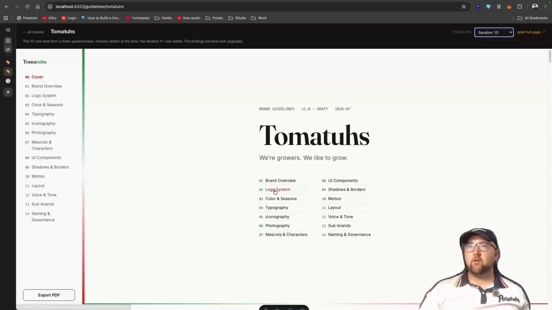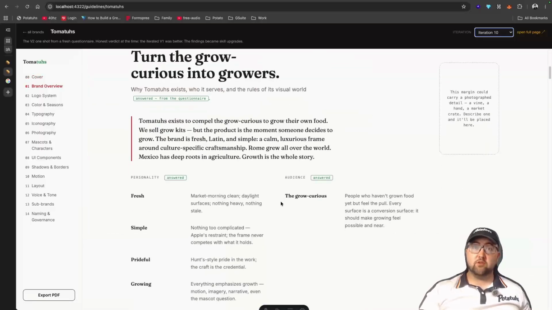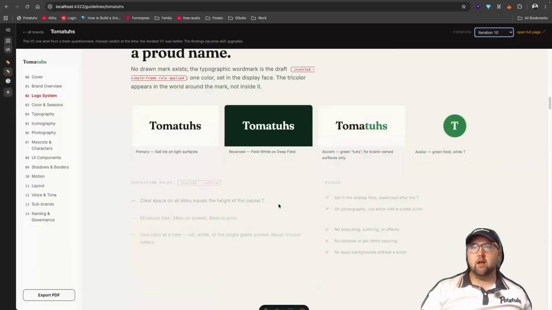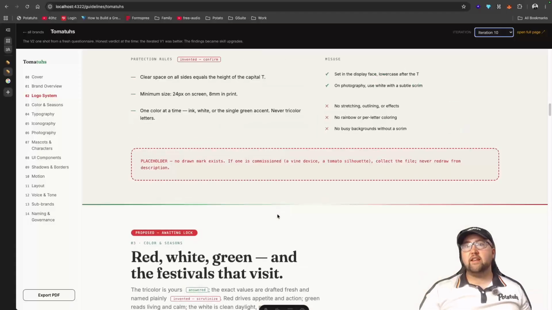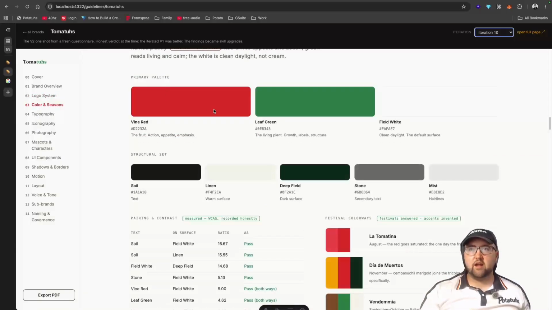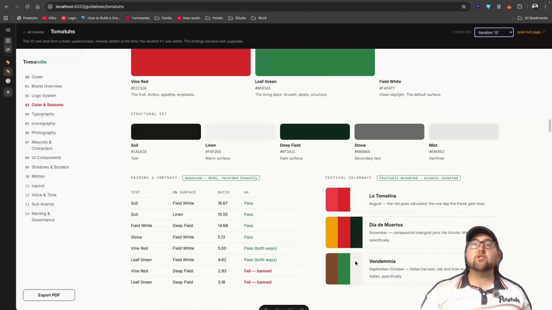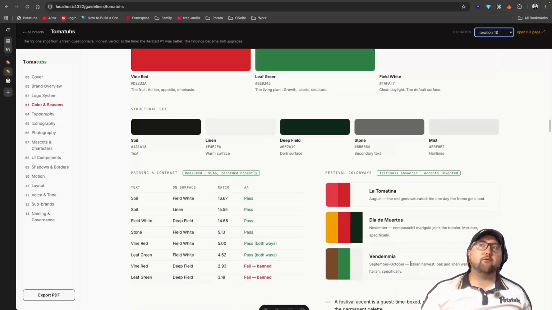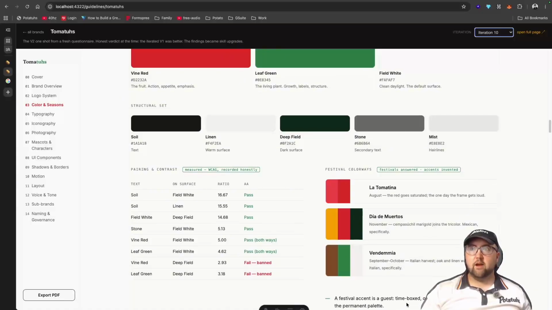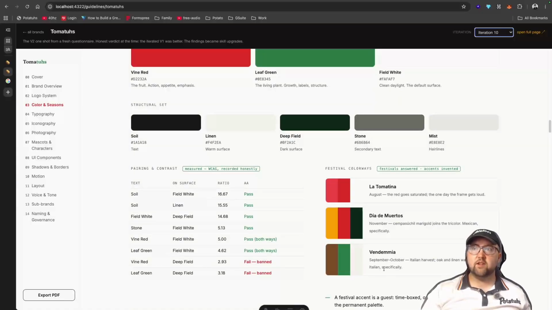Tomatoes. We're growers. We like to grow. That's the system. So this was the most recently generated one that was separate from the other version. It didn't have a reference to the other one, and yet some of the styles still kind of converged, like obviously the red, white, and green. But in this one I also said I wanted some festival variants that we can use. So Dia de los Muertos kind of looks German. La Tomatina, that kind of look, that's this one. Then you have the Italian harvest, which is Vendemmia.